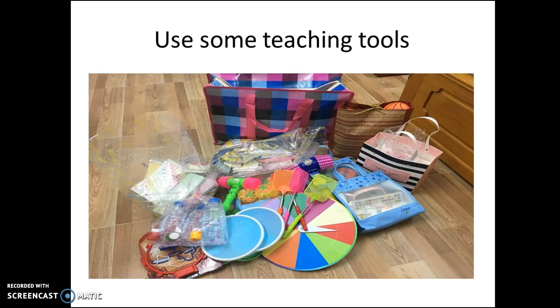And I also use some teaching tools. It may waste my money, but I think you spend money to buy once, but you can use it many times then. So I think it does not cost so much.